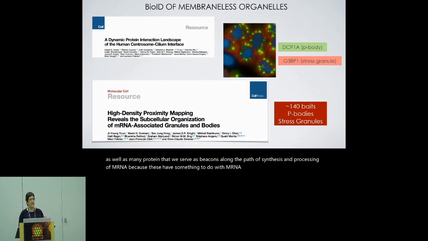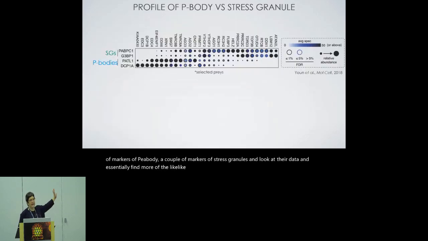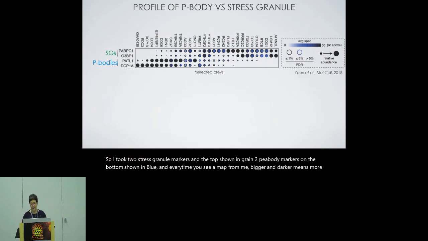I just want to tell you what we initially thought we would do. We thought we would take a couple of markers of P-bodies and a couple of markers of stress granules, look at their data, and essentially find more of the like proteins. So it would look something like that. That's actually real data; I just shortened the list to make it visible on the screen. I took two stress granule markers on the top, shown in green, and two P-body markers on the bottom, shown in blue. And every time you see a map from me, bigger and darker means more. That's spectral count mapping.